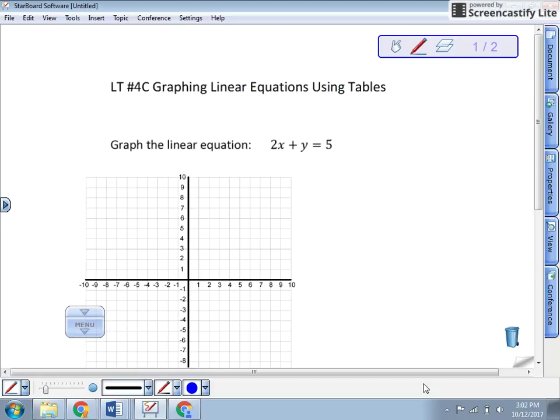Welcome to the notes on graphing linear equations using tables. Okay, so what are linear equations? Well, you see in the word, they have the word line. When you graph these, they should form some sort of straight line. If they don't, check your points to make sure that they're correct.